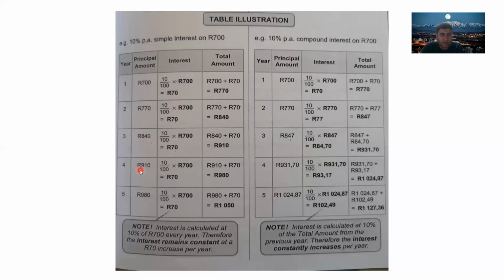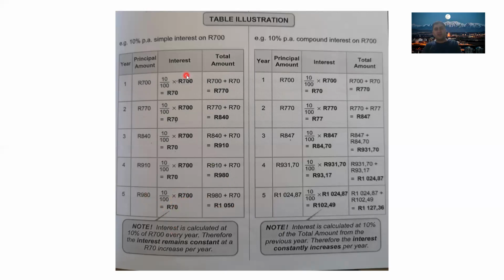Now I start with the fourth year. I have 910 Rand in my account plus again 70 Rand. This is the interest, and 980. I come to the fifth year. Now I have 980 Rand in my account. Again, I take 10% of 700 as the interest. So it's going to be 980 plus the 70 Rand, the interest, and it is 1,050 Rand.